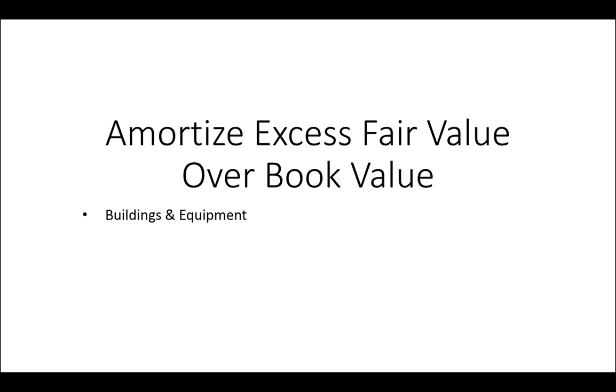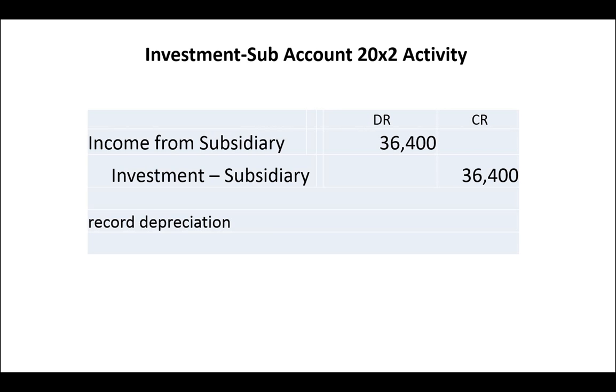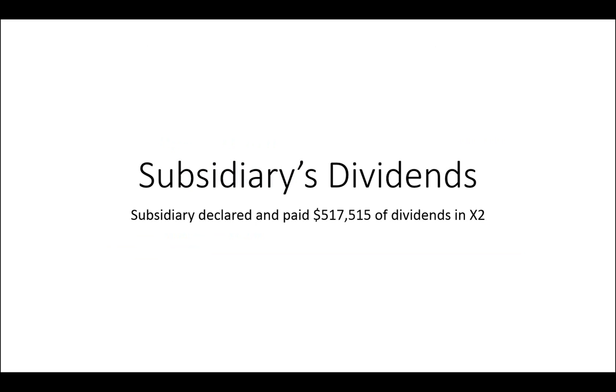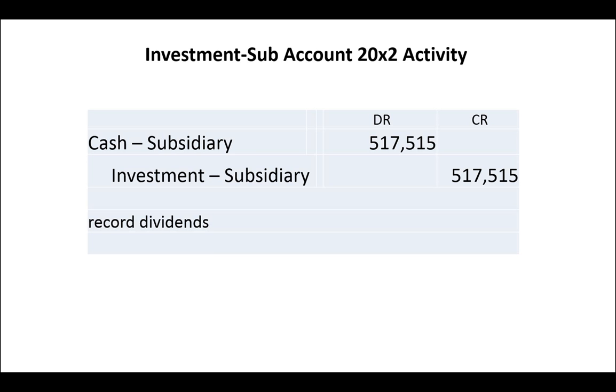You remember, we had the estimated useful life of 5 years. So we're going to record depreciation on that for 5 years. This is the second of the 5th. So we're going to debit income from subsidiary, credit investment subsidiary for $36,400. There is no more impairment loss, so there's no entry there. So we're down to the dividends that we've done several times, and that is going to be debit cash, credit investment for $517,515.